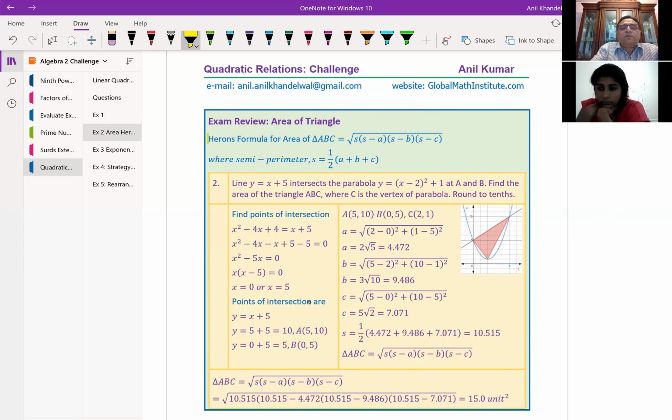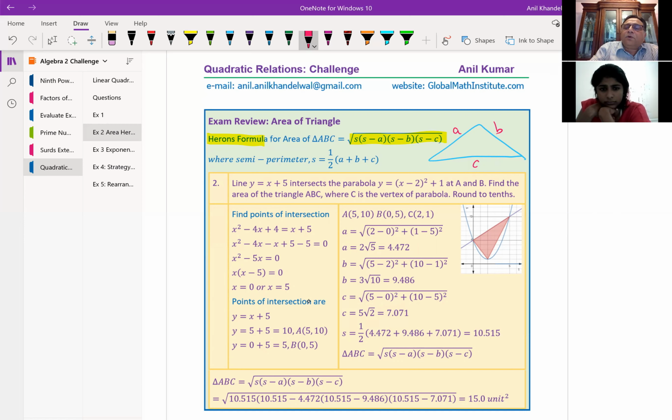Well, we do have a formula to do it, which is called Heron's formula, for the triangle ABC if you know the three coordinate points and the length of the sides, right? So if we have a triangle, and the side lengths are A, B, and C, in that case, the area of the triangle is square root of S times S minus A times S minus B times S minus C, where S is called the semi-perimeter.